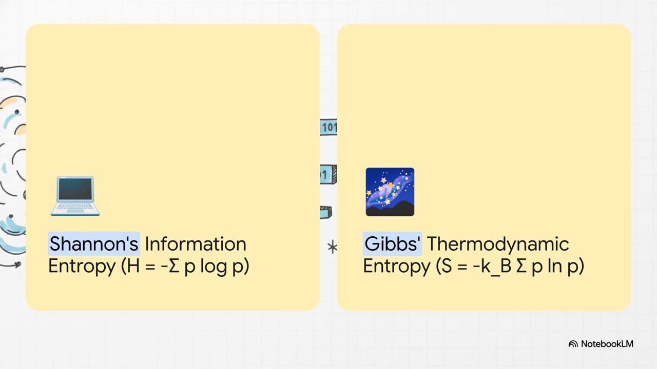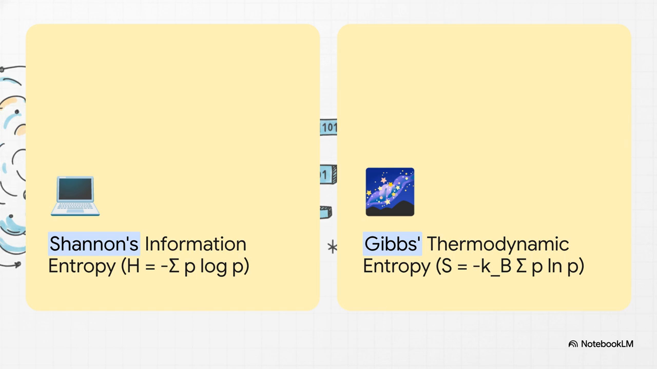On one side, we have Claude Shannon's 1948 formula for information entropy, measuring digital surprise in bits of data. On the other, we have the Gibbs entropy formula, which built on Ludwig Boltzmann's work in classical thermodynamics to measure the physical disorder of microscopic particles in the universe. Notice anything? They're structurally identical.